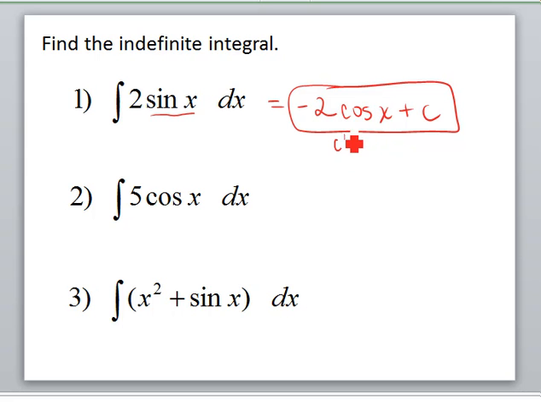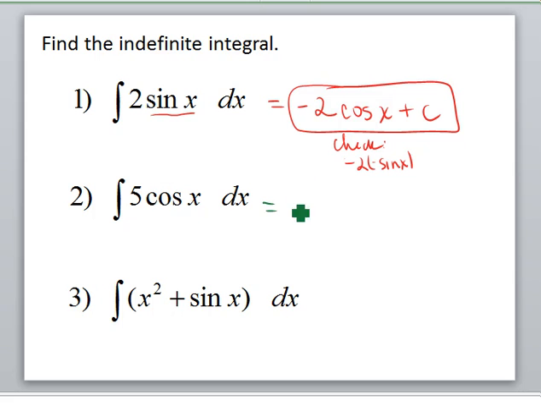You can check this. If you take the derivative of this, and this is just a quick check, you'd get negative 2 times negative sine x, and then the derivative of c would just be 0. Well, negative 2 times negative sine gets you back to a positive, so you can feel confident in your answer.